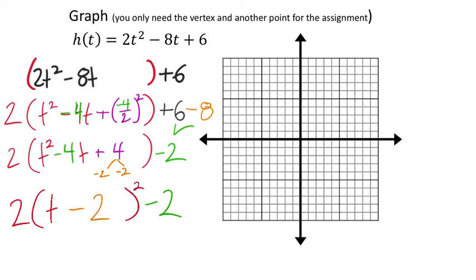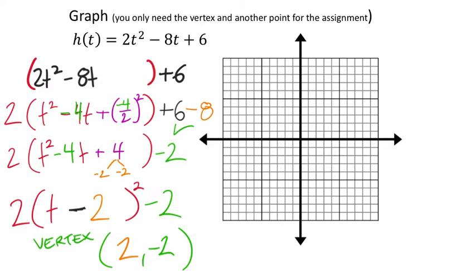Lots of 2's on this one. I don't know if that was meant to happen. And now I have my vertex, which I need for my graph. My vertex then, again, this minus sign has to be there, so it's really 2, and then the negative 2 right there. H and K, 2, negative 2. That's my vertex. That's great.